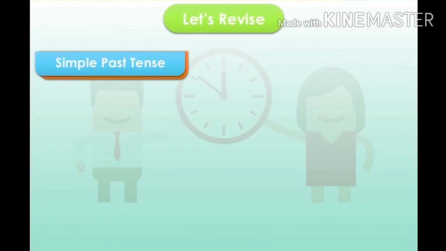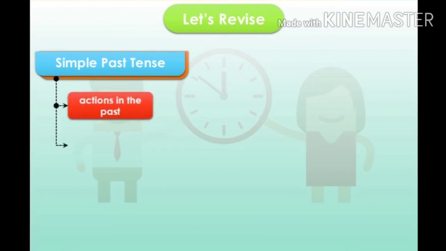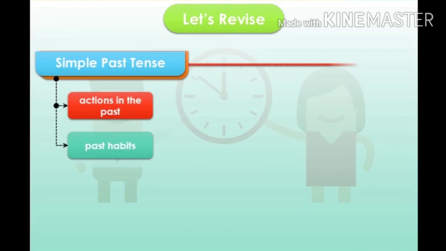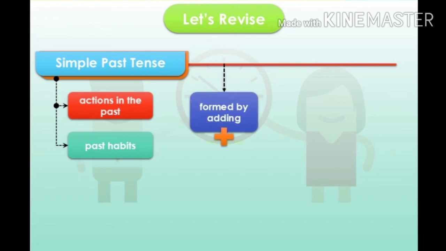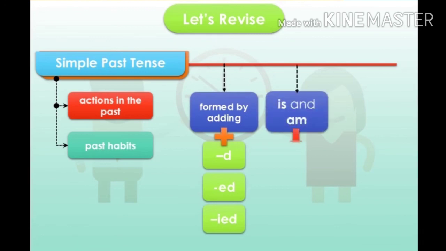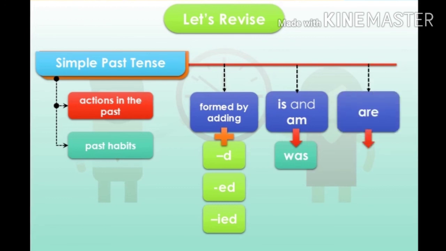Now let's revise. Simple past tense tells us about actions that were completed at some time in the past. We also use it to talk about past habits. Simple past tense of many action words is formed by adding d, ed or ied. The simple past tense of is and am is was. The simple past tense of are is were.